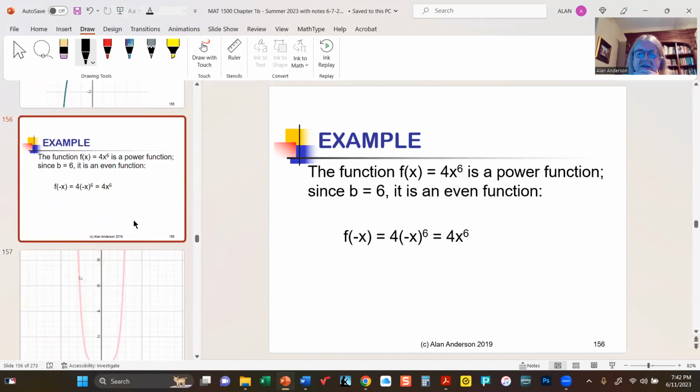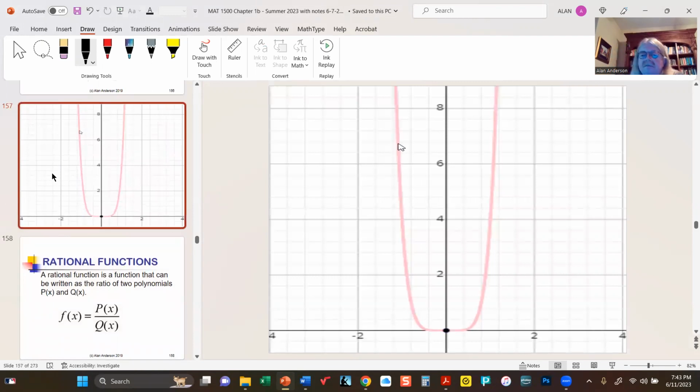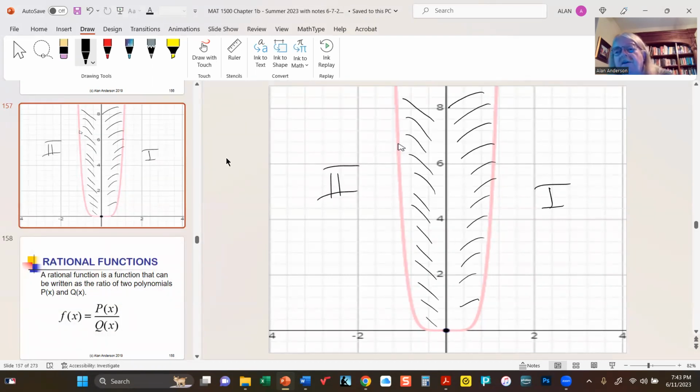This one, on the other hand, as you can probably guess, is even, because the exponent is 6. And remember how that works. You can see why. When you have an even exponent, when you raise a negative number to an even exponent, it becomes positive. And so that's why this looks like this. And if you look at the graph, you'll see that the symmetry is from left to right, meaning that this is a mirror image of this one. So the first and second quadrants are mirror images of each other. And that's the characteristic of an even function.